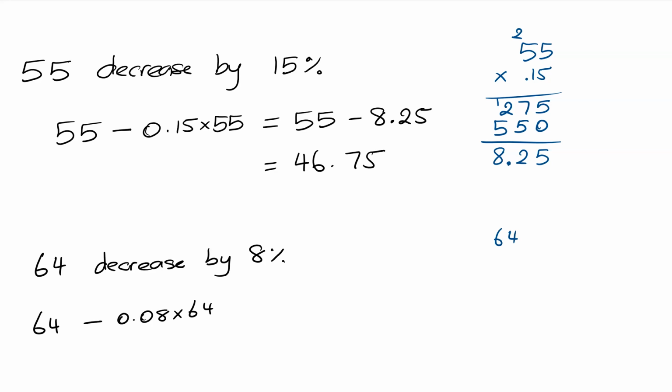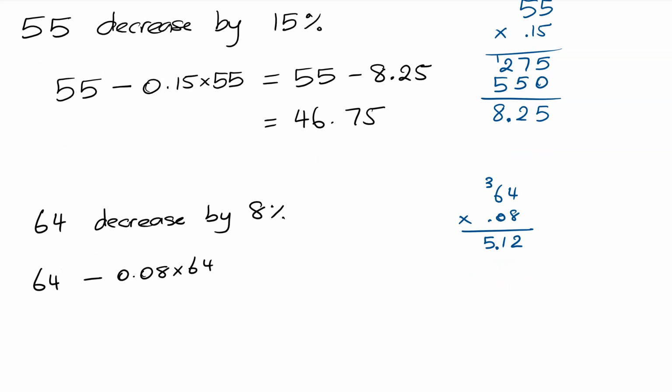Now we go through our process and do some rough working on the side. So you've got 64 times 0.08. 8 times 4 is 32, so we carry the 2 there. 8 times 6 is 48, and we add 3, so it becomes 51. And we don't have a second line, and because we've got 2 decimal places, it's going to be 5.12. So we're looking to decrease it by 5.12, so I can write that down on the side.